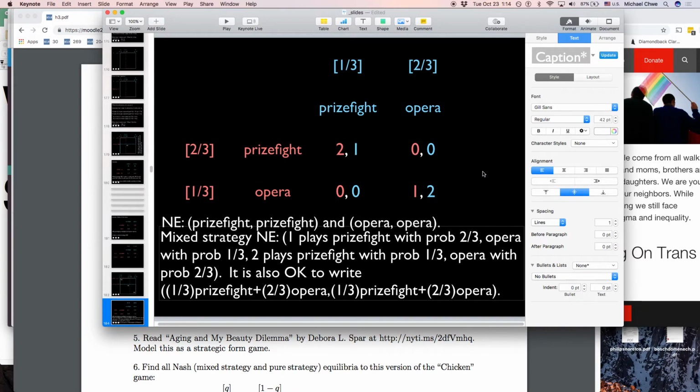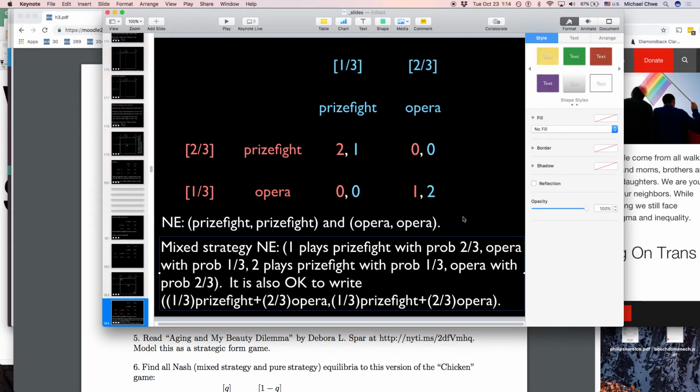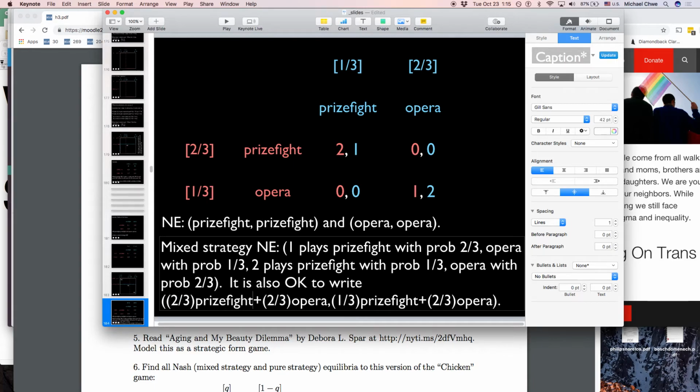Did I make it? I just want to make sure I didn't mess it up. P is 2/3, right? So it's 2/3 prize fight, 1/3 opera for 1. For person 2, Q is 1/3, so it's prize fight. Oh yeah, this is wrong. I'm sorry. I mixed them up. Am I okay now? Yeah, I think I'm okay.